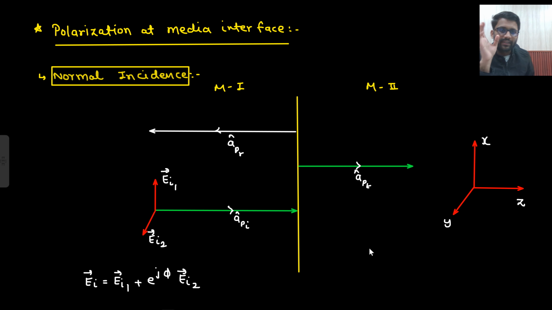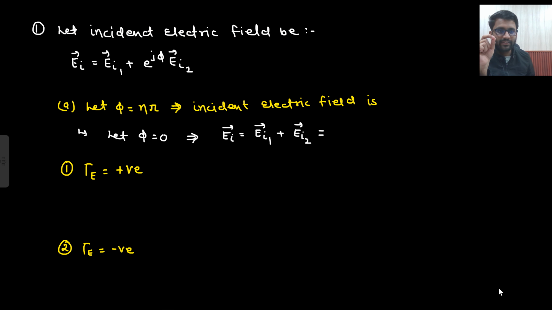Now let's take the cases one by one. In the first one, I will take a linearly polarized wave. What do I mean by that? The phase difference is a multiple of pi. So let the incident field be like this. This is my incident field, and I am taking the phase difference to be n pi. That means it is a multiple of pi, so my incident electric field is linearly polarized. This is the case I am taking.